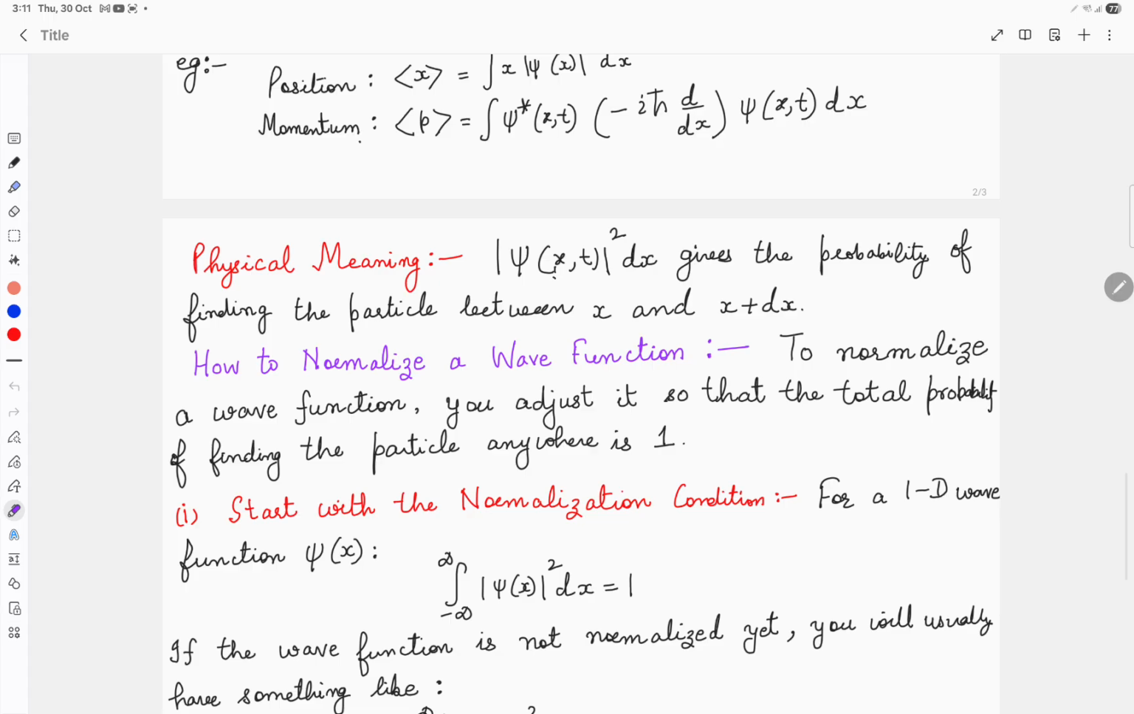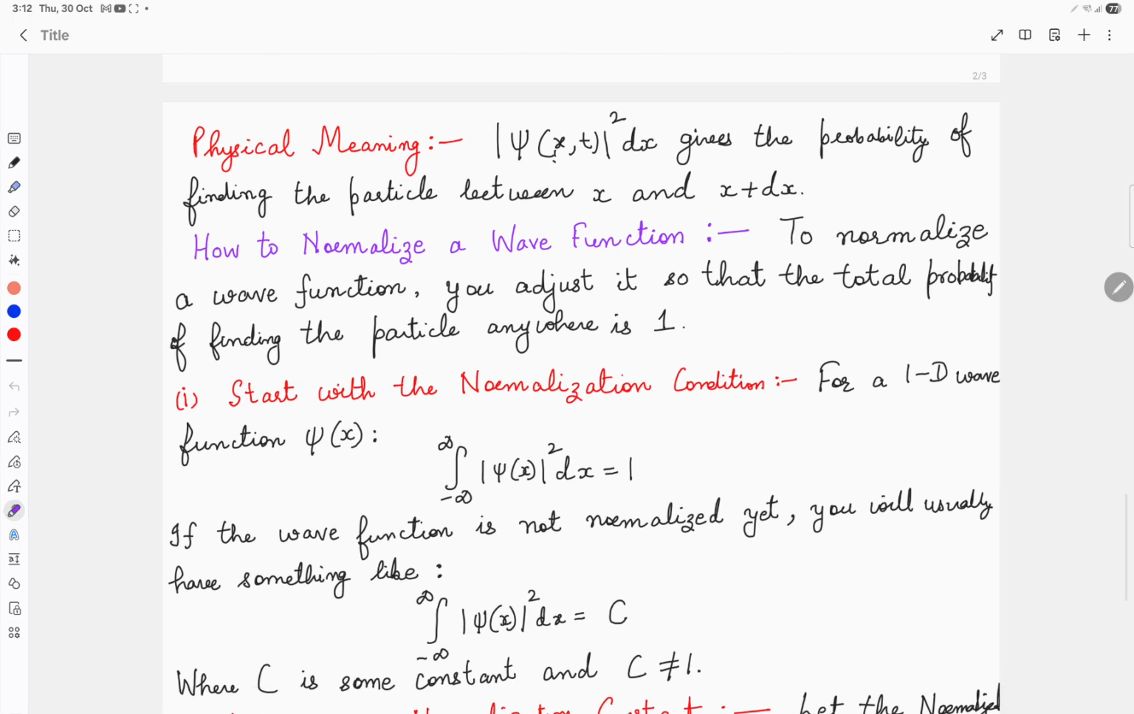Now the physical meaning of the magnitude square of the wave function is that it gives the probability of finding the particle between x and x plus dx. In the integral, you have the mod psi squared times dx. So what is the meaning? It is the probability density, the probability of finding the particle between x and x plus dx.